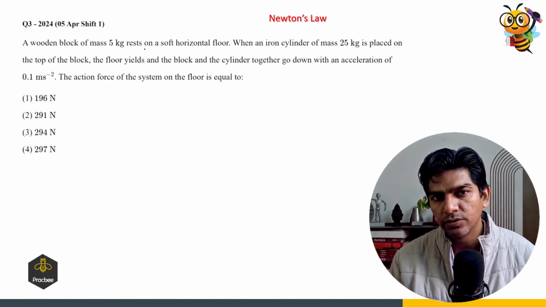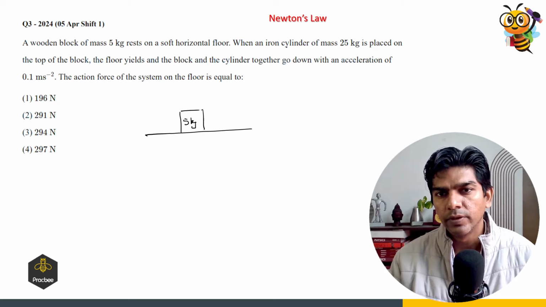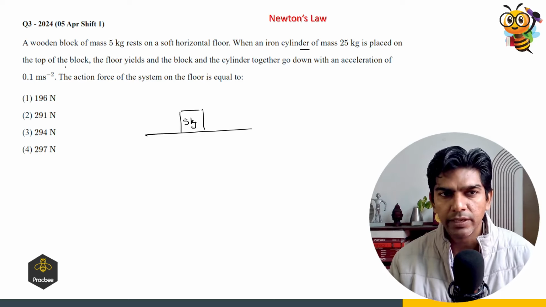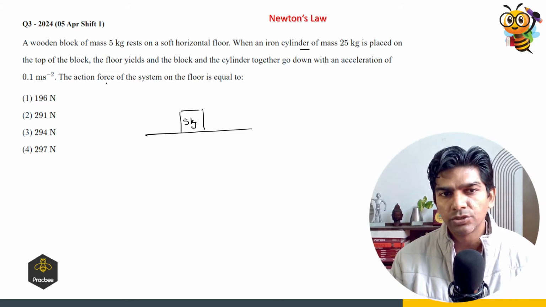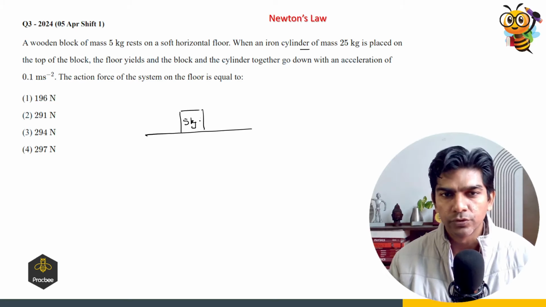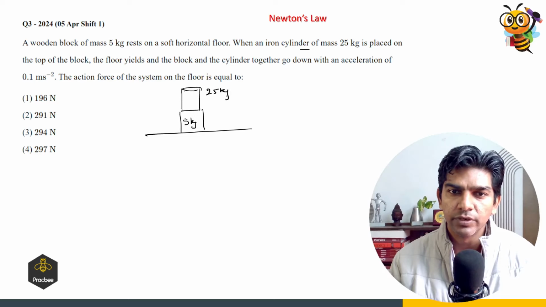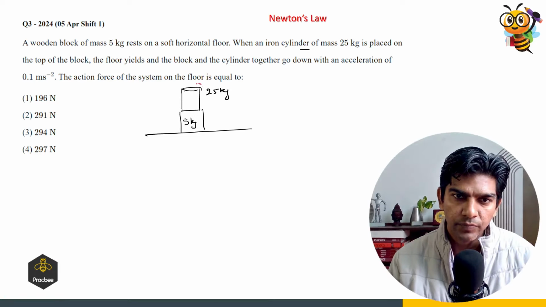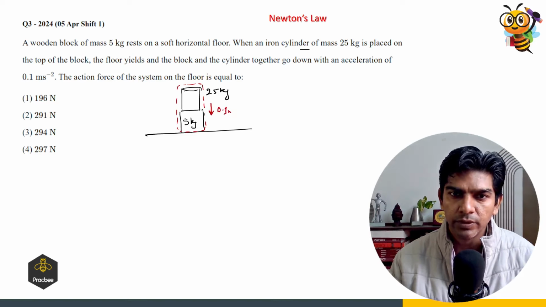A wooden block of mass 5 kg rests on a soft horizontal surface. So there is a soft horizontal surface and there is a 5 kg block resting over it. When an iron cylinder of mass 25 kg is placed on the top of the block, the floor yields and the block and the cylinder together go down with an acceleration of 0.1 meters per second square. What is the action force of the system on the floor? Right, so if we place a cylinder of mass 25 kilograms over it, the floor yields, and this system starts accelerating in the downward direction with 0.1 meters per second square.